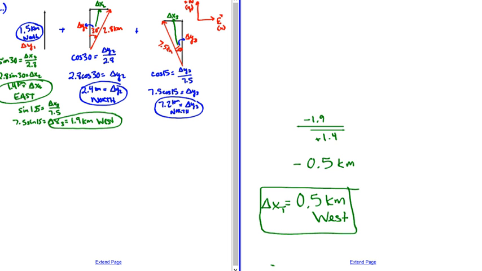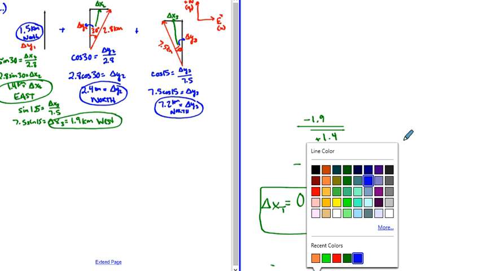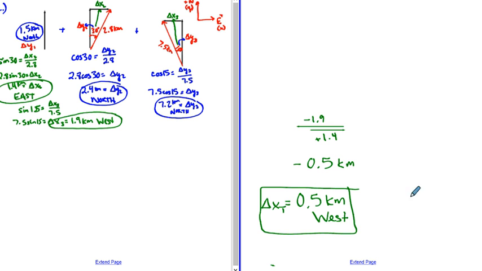And I'm going to do the same thing for the y direction. And draw some vectors here. So we've got 1.5 kilometers north, and then we've got 2.4 kilometers north, and then we have 7.2 kilometers north. Okay? They're all in the same direction, so we just have to add those up, and when you do, you get 11.1 kilometers. Change in y total is equal to 11.1 kilometers, and it's all north.